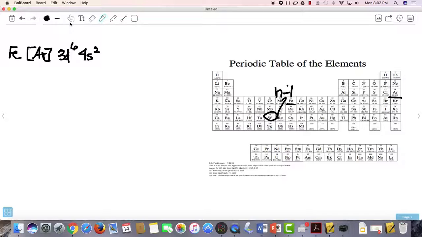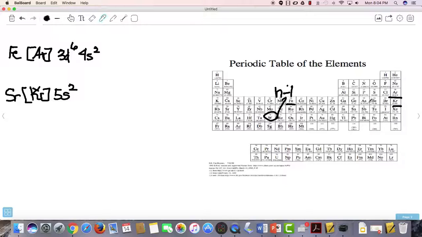Let's try another one. Let's take a look at strontium. If we were going to write the electron configuration for strontium, we do 1s2, 2s2, 2p6, 3s2, 3p6, 3d10, 4s2, 4p6, and then 5s2. But with noble gas configuration, you don't have to write all that. You put the noble gas that comes immediately before strontium. It would be krypton, so we put krypton in brackets, and then pick up where krypton leaves off, and that would be 5s2.